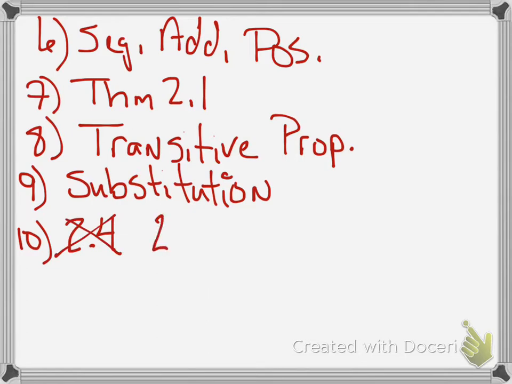It is 2.7, theorem 2.7, which states that if two angles are complementary and there's another angle that's congruent to one of those, then those two angles have to be also congruent or complementary. Yeah, it gets a little kind of crazy.